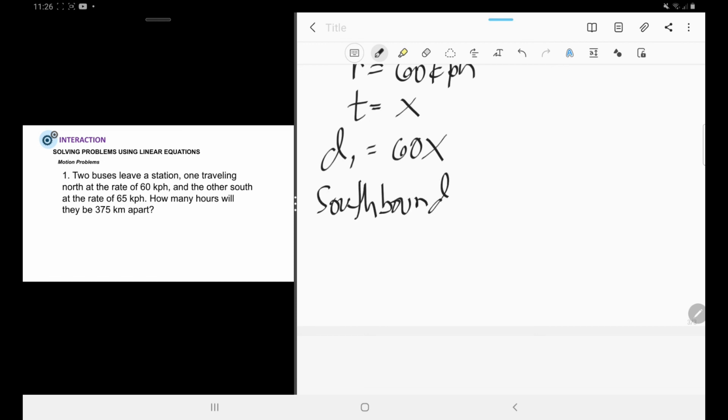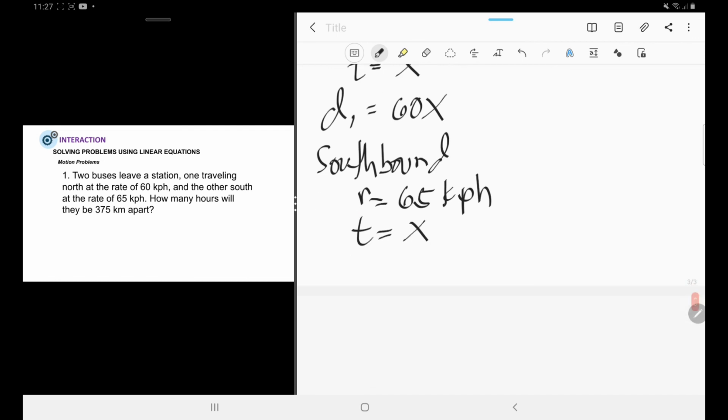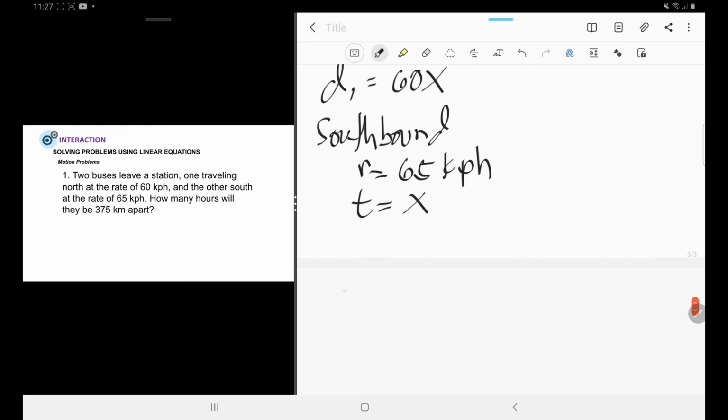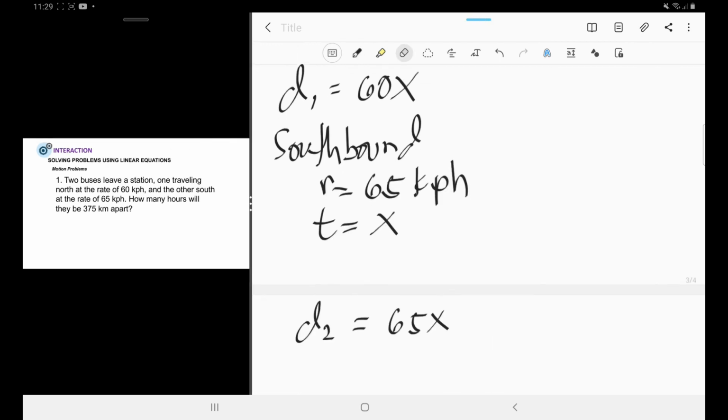Next, for the southbound bus, its rate is 65 kilometers per hour and the time is also unknown, so we will leave that as x. So the distance traveled by the southbound bus is 65x. Okay, step 2.